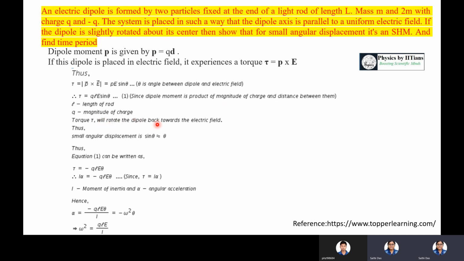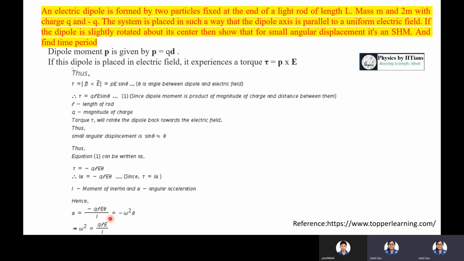So the torque will rotate the dipole back towards the electric field. For small angular displacement, sine theta can be taken as theta. So tau is minus Q into L into E theta. It is rotated back towards the electric field, so that's why we're taking the negative sign. Tau is I into alpha, where I is the moment of inertia and alpha is the angular acceleration. So I into alpha is minus Q into L into E into theta.